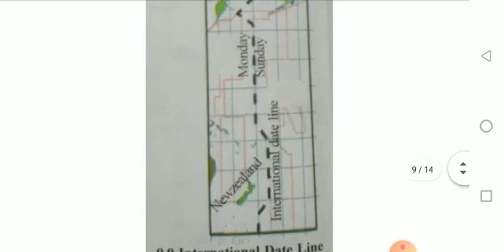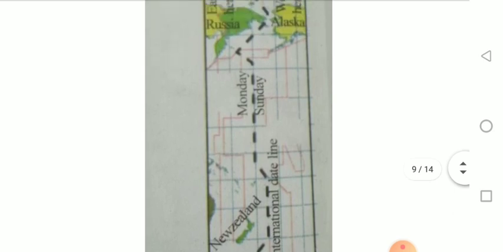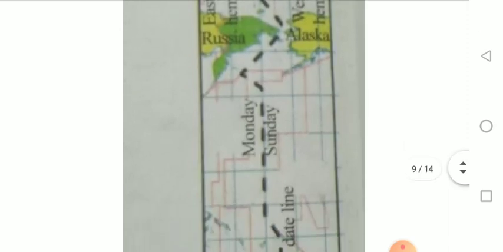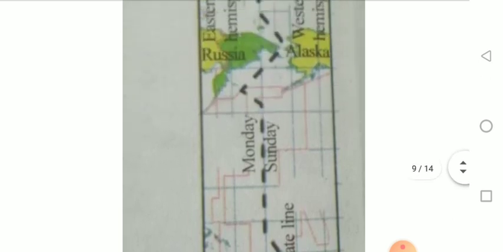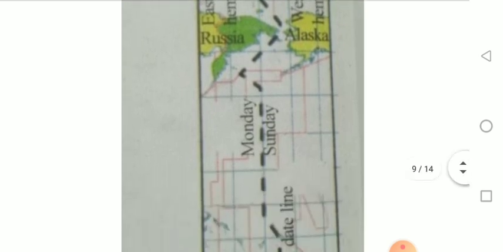Here you can see the international date line. It is a zigzag line passing through the Pacific Ocean. On either side, time and date will be different. Right side and left side, both times will be different.